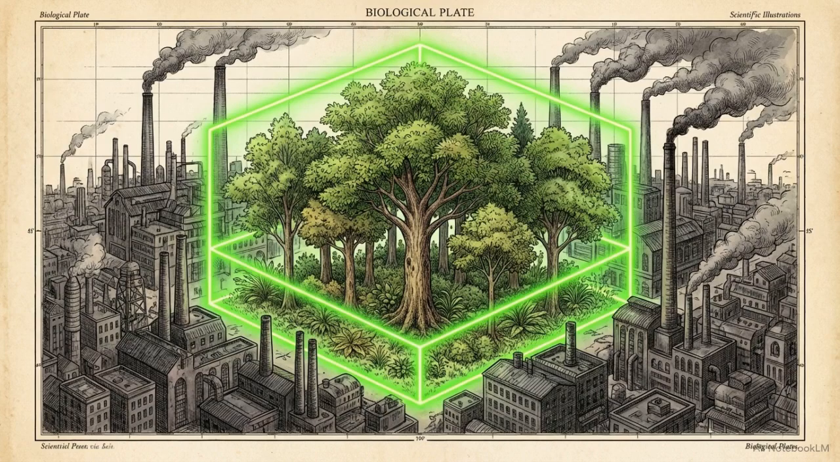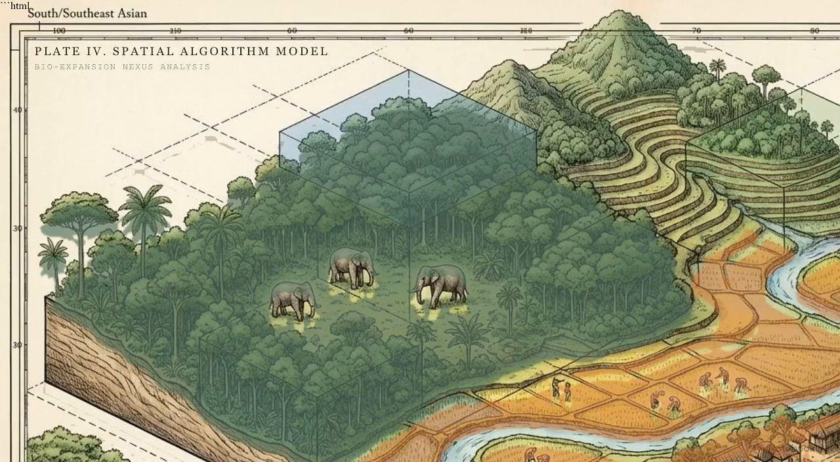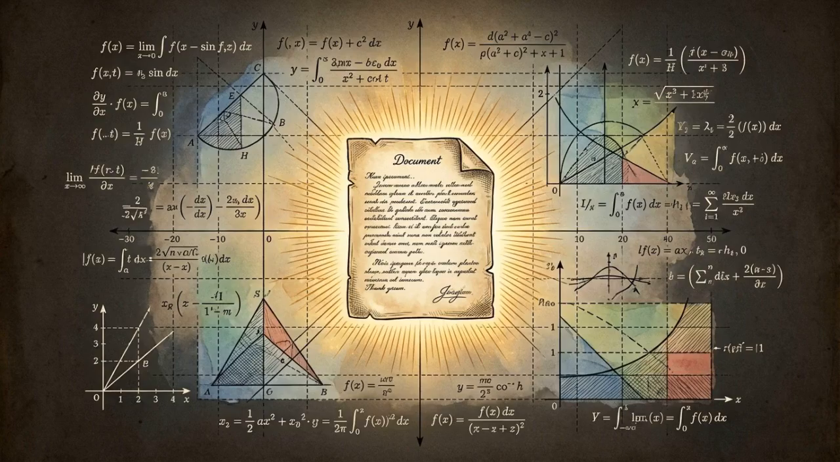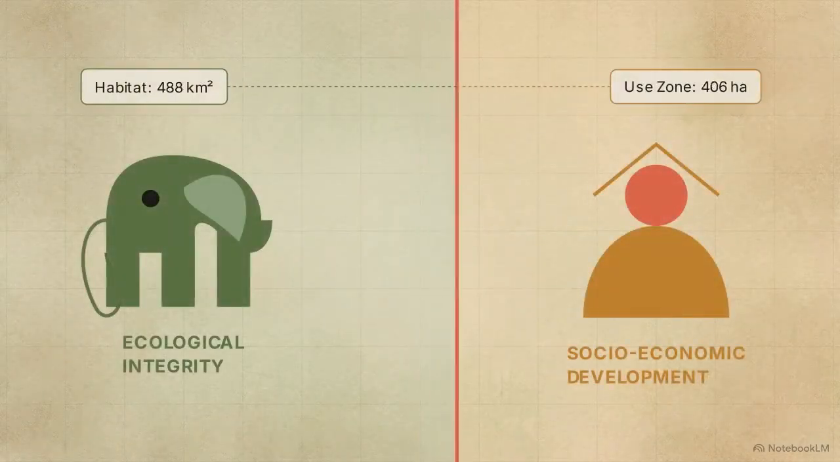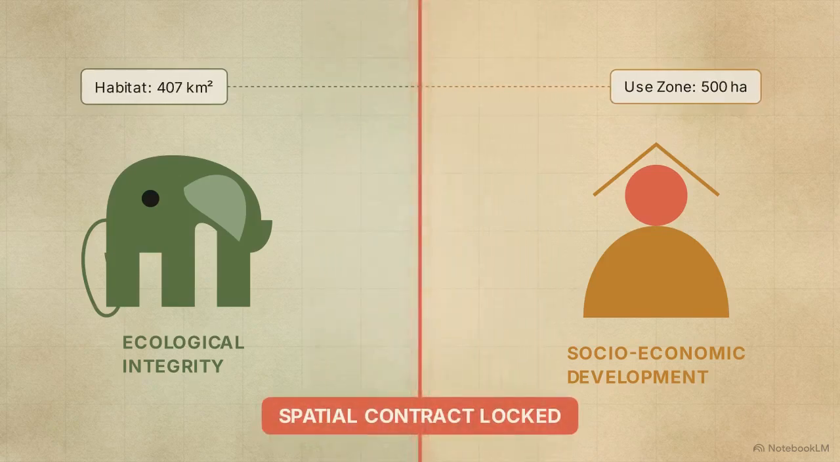A simple binary approach, fencing off a forest and hoping for the best, fails in developing economies. To ensure biodiversity actually survives alongside human expansion, planners have to run a spatial algorithm. Cambodia's 2017 Protected Area Zoning Guidelines provide a rigorous mathematical framework. They exist to negotiate the exact spatial boundaries between endangered species and human livelihood.